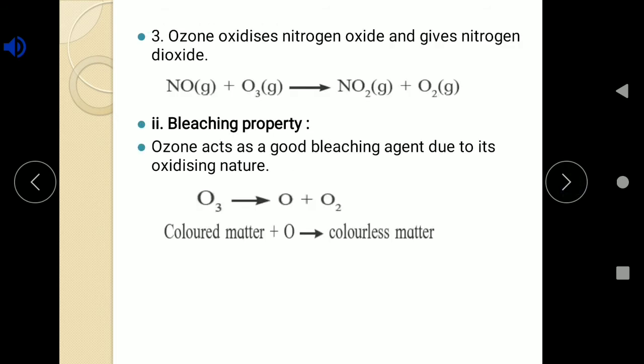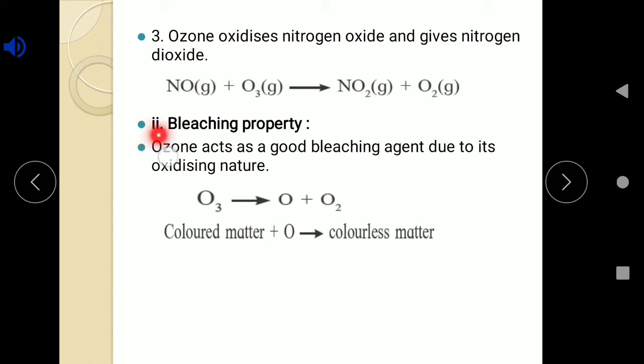One more we'll see. Ozone can oxidize nitrogen oxide to nitrogen dioxide. That means NO on treatment with ozone will give nitrogen dioxide, that is NO2, with the liberation of oxygen. So these are the three examples which prove the oxidizing property of ozone.